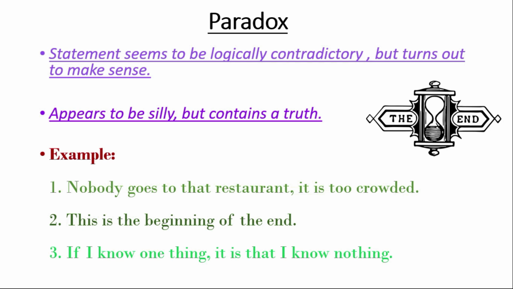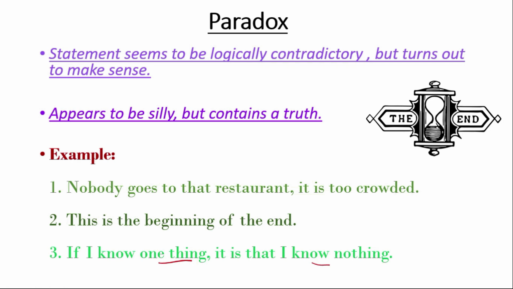Third one. If I know one thing, it is that I know nothing. So maybe a learned person who has learned so much, but when he gets to know a lot of other things, he might say, there's one thing that I know, it is that I know nothing. So initially when you look at it, it seems silly. What is this person trying to say? But there is a lot of depth in this sentence. So that is called paradox.